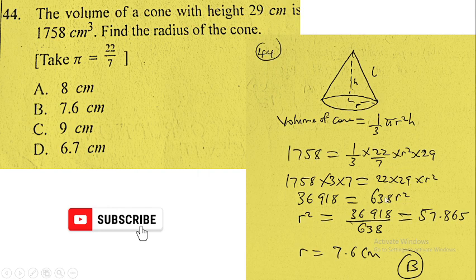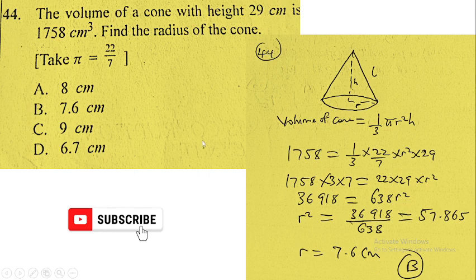If you multiply this out, we have 638. Multiply this out, we have 36,918. Then you can divide both sides by 638 to give us our r squared, and that gives us 557.865. Our aim is to find r, not r squared, so you can find the square root of both sides. So our r will be 7.6 centimeters, which is option B as one of the options given.